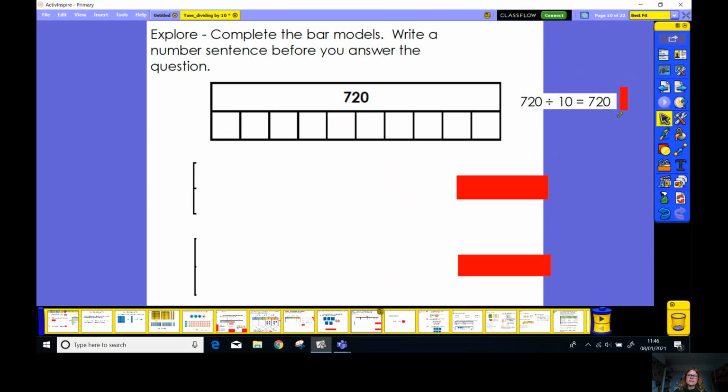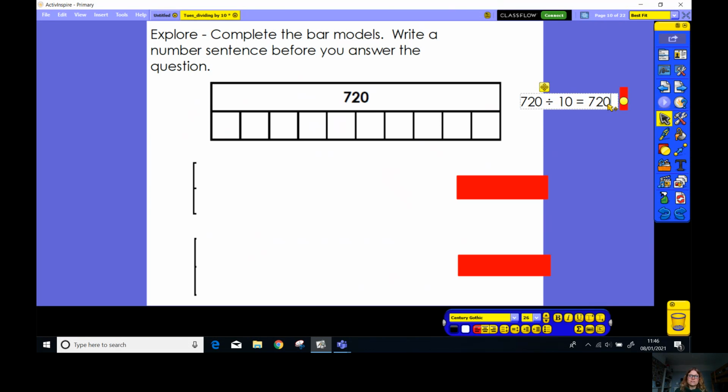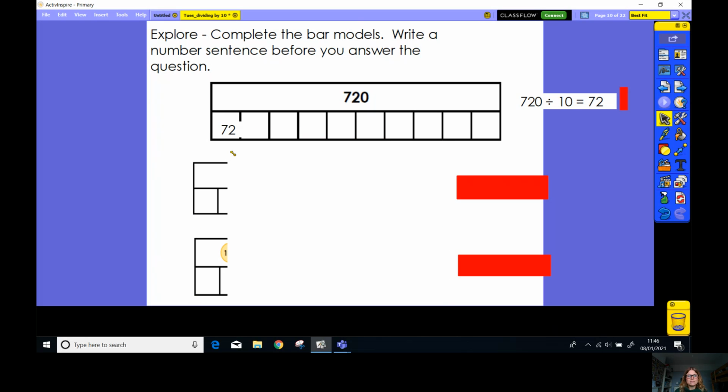Okay, again, I've left a 0 there. 720 divided by 10 equals 72. So you would write 72 in each one of those boxes. I'm not going to do that, but you would do that in your bar model. Okay, now I'd like you to have a go at these ones now, independently.